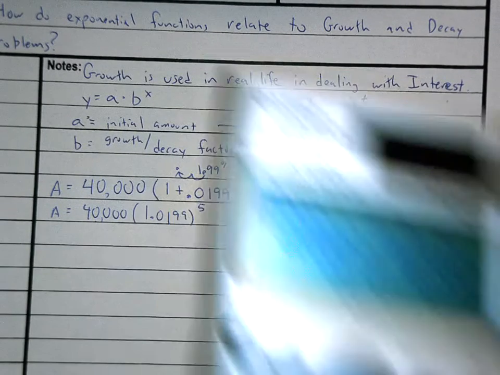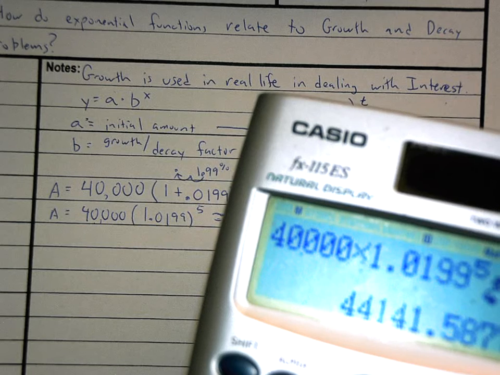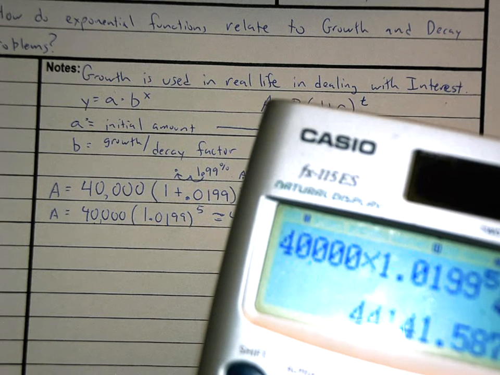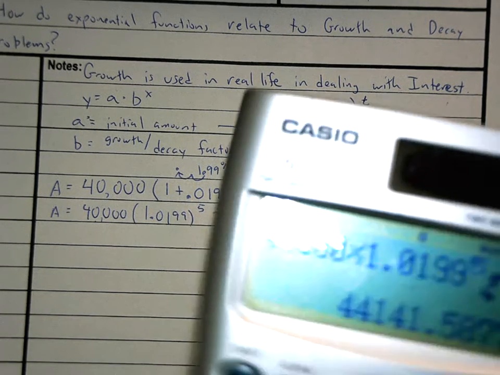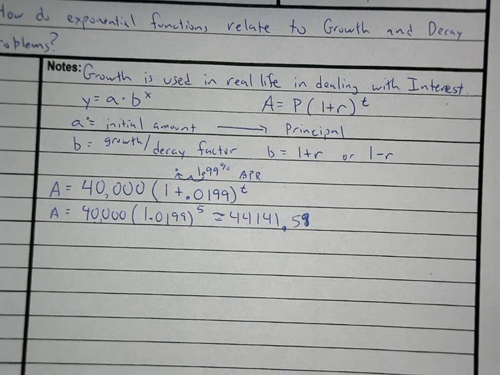Equals about $44,000, $141.58. Oh, it rounds to 59 cents. I'm sorry. How is that legal? They share on there. Well, because they told you, right? They said it's 1.9 per year. But guess what? It's how many years? 5 years. 5 years they get to add interest on that $40,000.